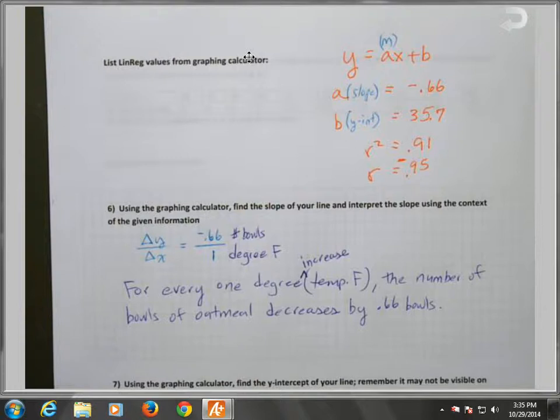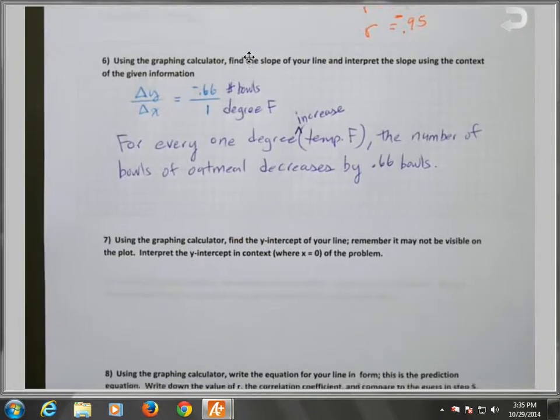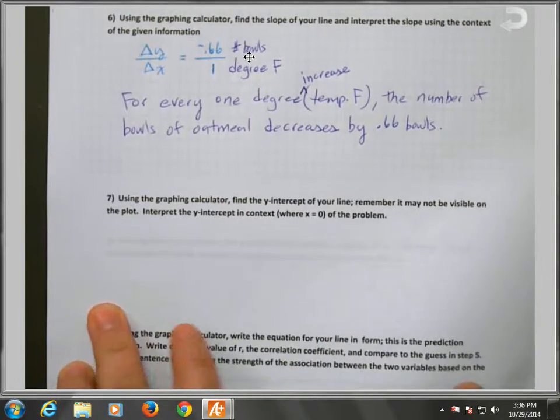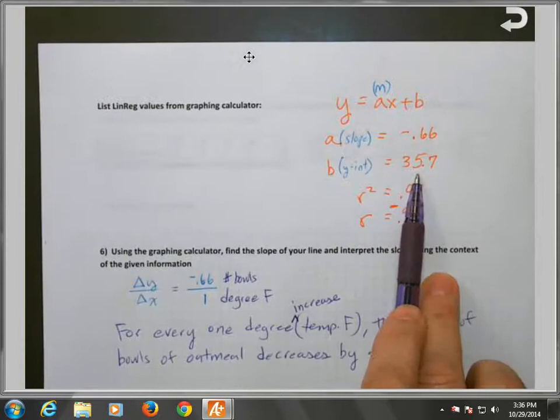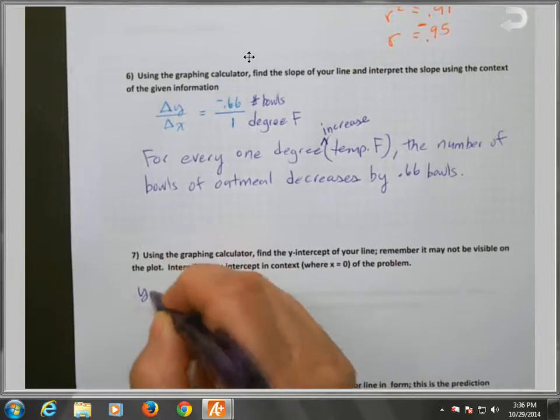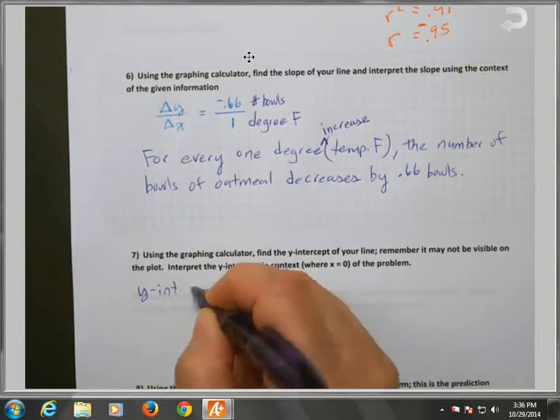Okay, also number 7, using the graphing calculator, we're going to find the y-intercept of your line. Remember, the y-intercept may not be visible on the plot. Interpret the y-intercept in context, that is where x equals 0. So the y-intercept, according to the information that we took off the calculator, is 35.7. So that b, or y-intercept, is 35.7.